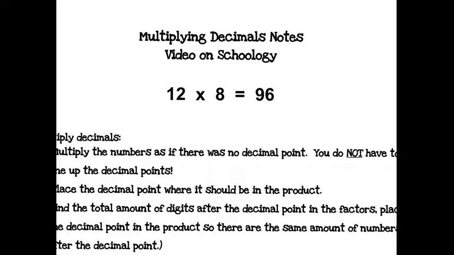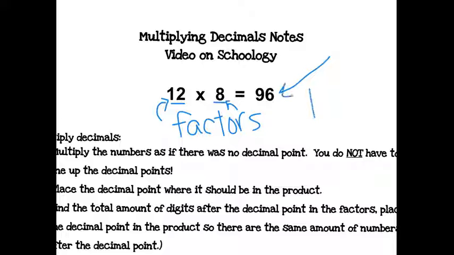First off, whenever we look at our multiplication problem, here we have 12 times 8 equals 96. The numbers that you're multiplying are called factors. All right, let's go ahead and label those. So 12 is a factor and 8 is a factor. The answer to a multiplication problem is called the product.